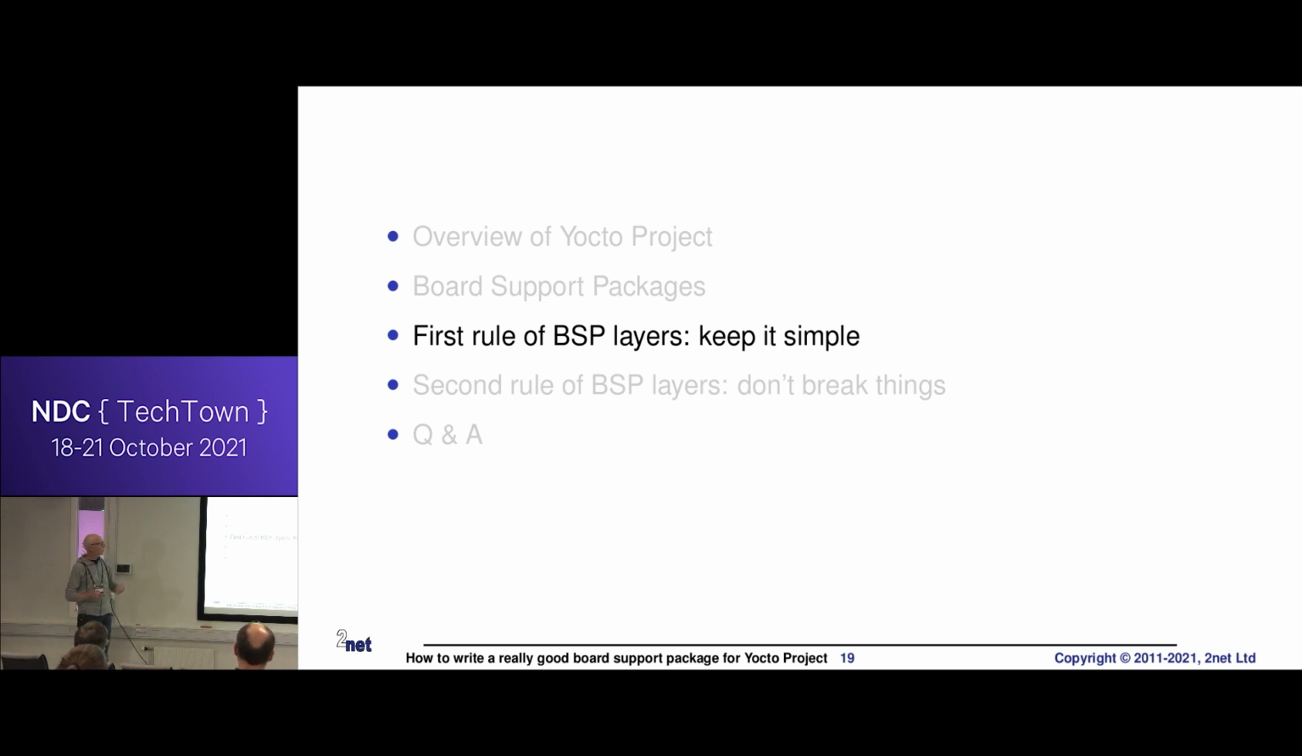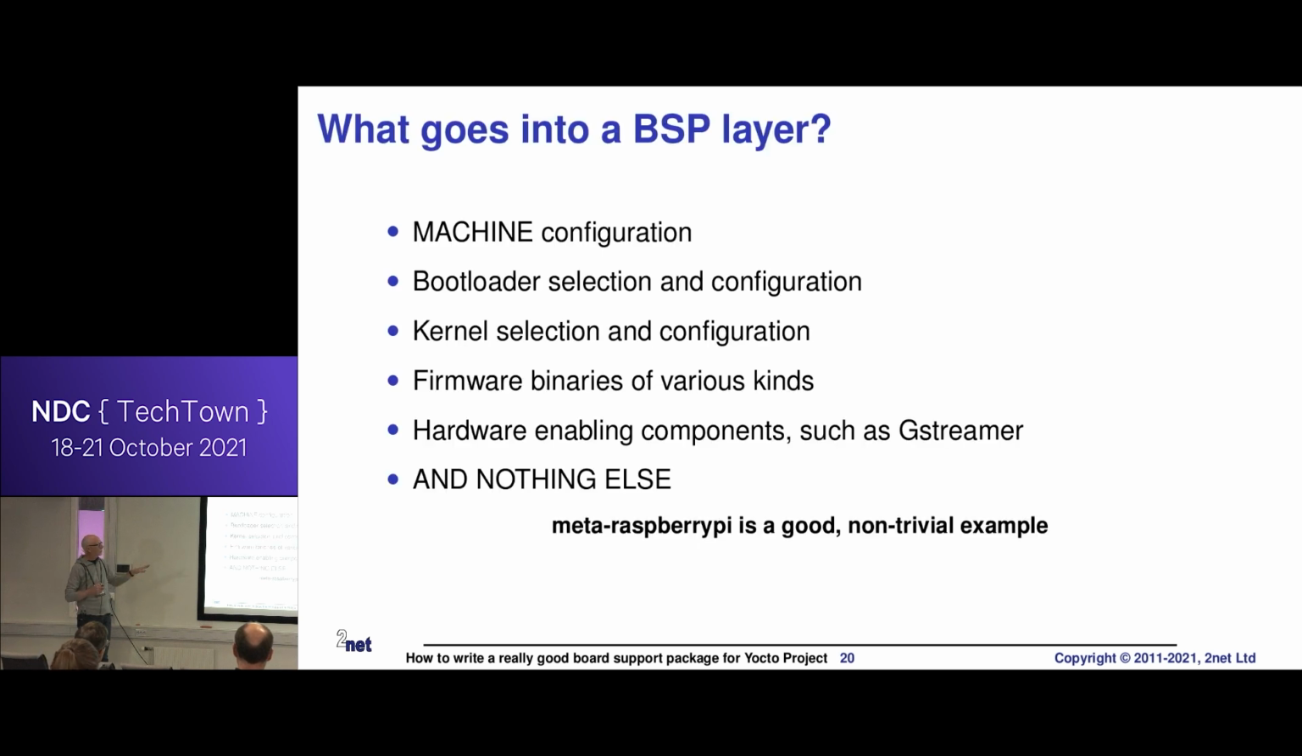So first rule of BSP layers, keep it simple. And this is probably the biggest problem. Quite often, there is too much stuff put into the BSP layer. The BSP layer should have the machine configuration file. So that's the thing in conf/machine/whatever.conf.